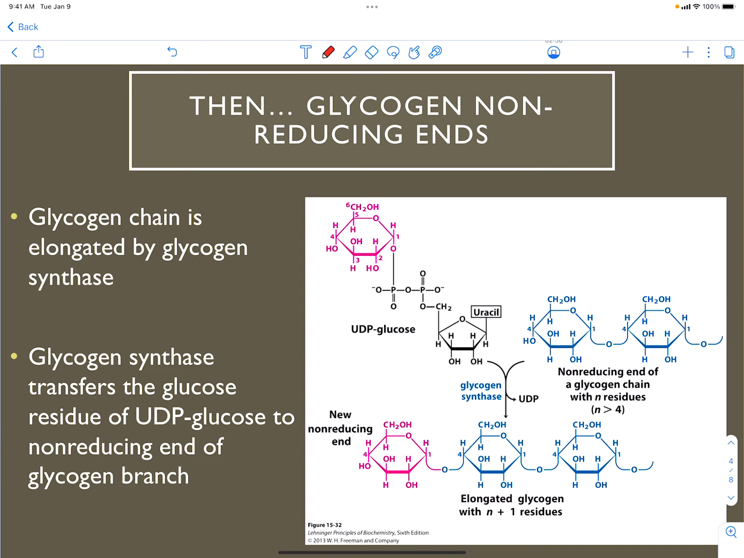Now the glycogen chain is again going to be elongated by glycogen synthase. That's the enzyme that does this. And it's simply going to add the incoming UDP glucose to the non-reducing end of the glycogen molecule. So here we're going to have our non-reducing ends of the glycogen, and here we're going to have a UDP glucose coming in. Glycogen synthase releases UDP, and you add that new glucose molecule, and you produce a new non-reducing end. And over here we have glycogenin.